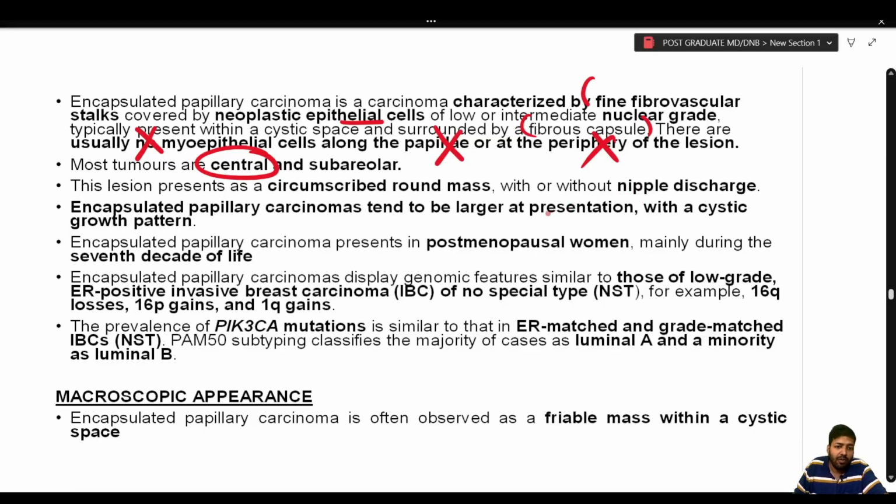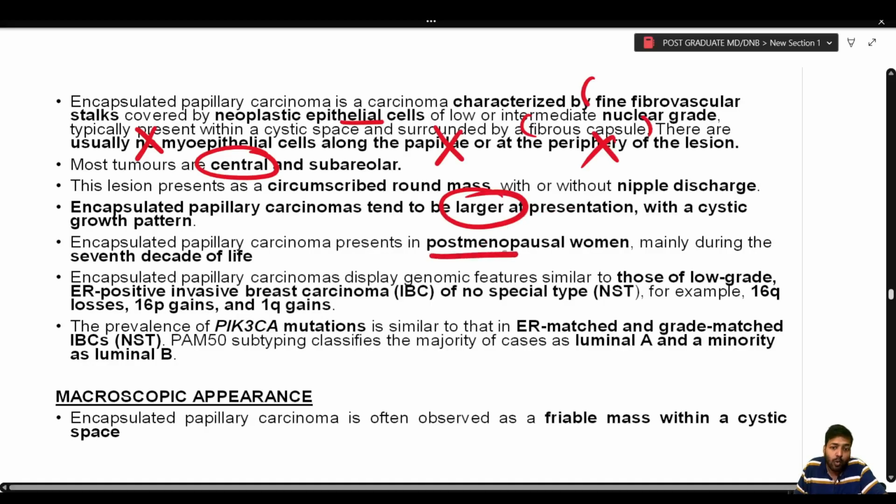Encapsulated papillary carcinomas tend to be larger at presentation with a cystic growth pattern. Usually they occur in postmenopausal women, mainly during the 7th decade of life, and the genomic features are similar to those of low-grade ER positive invasive breast carcinoma of no special type, that is, like the luminal A variety. For example, 16q loss, 16p gain and 1q gain are seen. The prevalence of PIK3CA mutation is similar to that in ER matched and grade matched invasive breast carcinoma, no special type. The PAM50 subtyping classifies the majority of the cases as the luminal A type and a minority can be luminal B.